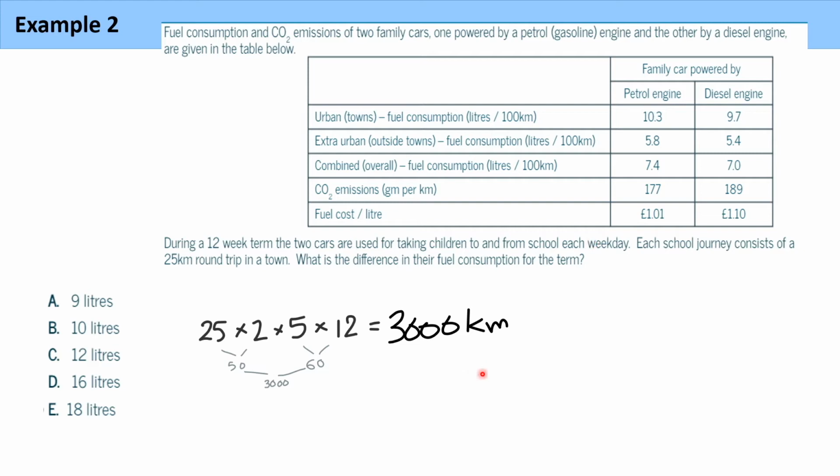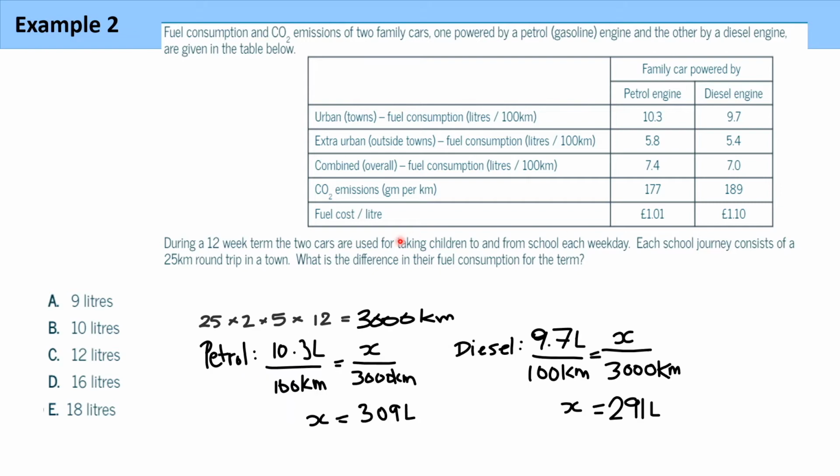So after this, we'll next try to work out what the fuel consumption is for each of the cars. So now if you see here, I've used this piece of information here for the petrol engine and this piece of information here for the diesel engine and put them in using the distance traveled and worked out how much fuel is being consumed. So for the petrol, we know that there's 10.3 liters being consumed for every 100 kilometers traveled, and we have to work out how many liters are used for 3,000 kilometers traveled.